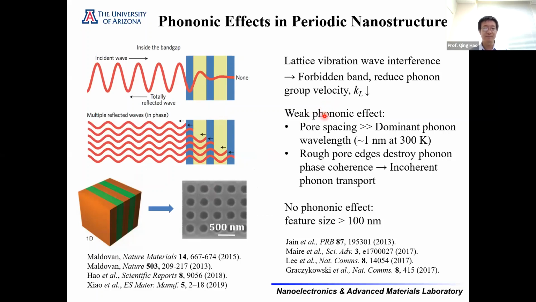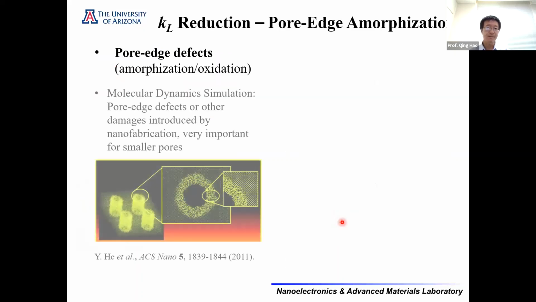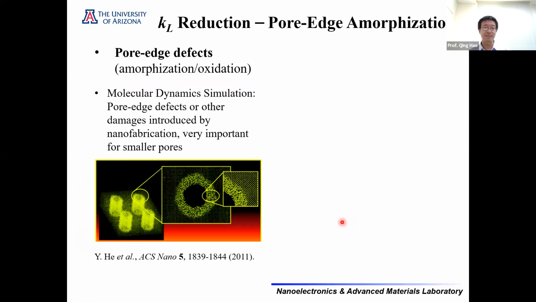In practice, this wave effect, also known as phononic effects, is anticipated to be weak because the feature sizes for nanoporous silicon thin films are usually much larger than the dominant phonon wavelength, which is on the order of 1 nanometer at room temperature. In addition, the pore edges are usually very rough. They will diffusively scatter phonons and destroy the phonon phase coherence. So in this case, we may have this incoherent phonon transport. And in some calculation, it has been suggested that the phononic effect can be neglected for feature sizes larger than 100 nanometer.